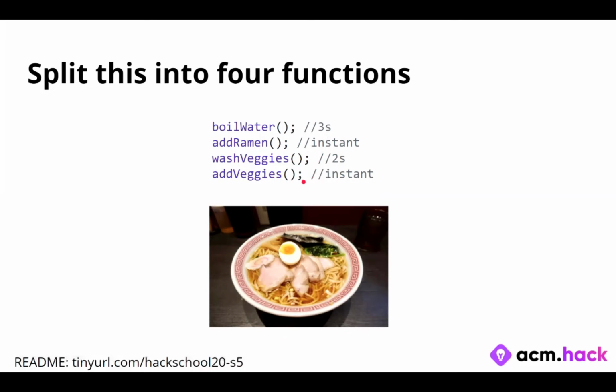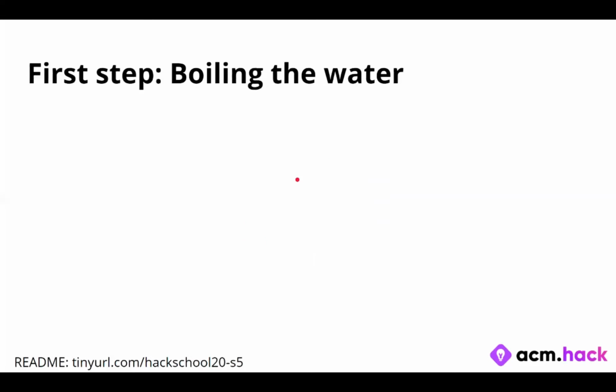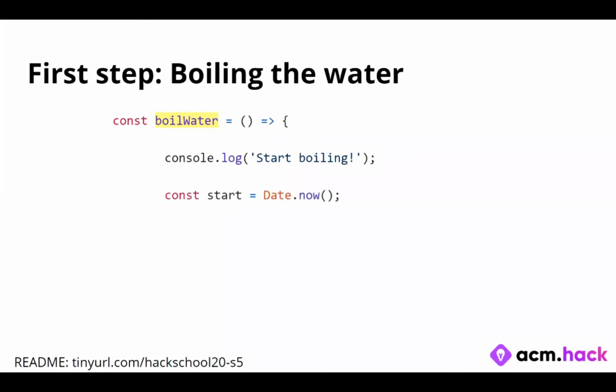Okay, so let's try to actually define our functions, right? Our first step is boiling the water. So we can first define a function called boil water, and then we can console.log something. It's called start boiling, right? We'll tell ourselves, okay, we'll start boiling now. And then we will create a variable called start and save it as the current time. Now, what Date.now does is you can think of it as it gets the current time. And you don't need to know anything more than that.